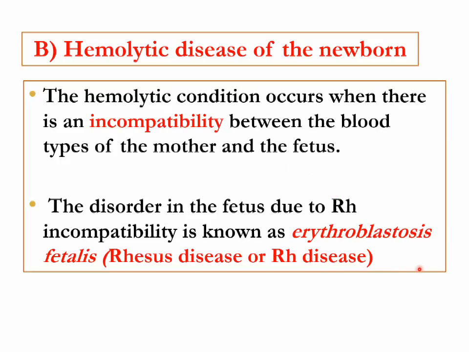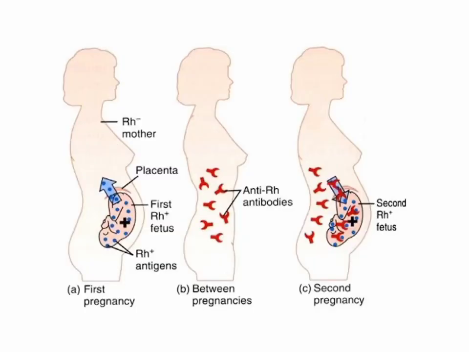And here, erythroblastosis: erythroblast is the red blood cells, and osis means a diseased condition. So from the name, you can understand that there is a diseased condition in the RBCs, which is the lysis of the RBCs. And the lysis of the RBCs will occur due to the incompatibility between the blood types of the mother and the fetus. So this problem happens when the mother is Rh negative and the fetus is Rh positive.